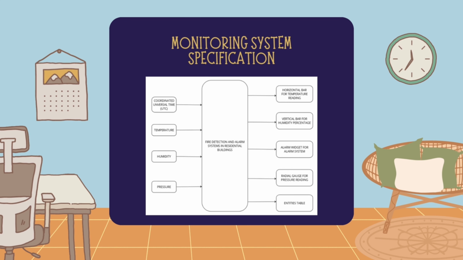The system takes coordinated universal time, UTC, temperature, humidity and pressure readings as the inputs. The outputs are monitored on the ThingsBoard dashboard, where the value of temperature is shown in a horizontal bar, humidity percentage is shown on a vertical bar, meanwhile the pressure is shown on a radial gauge.